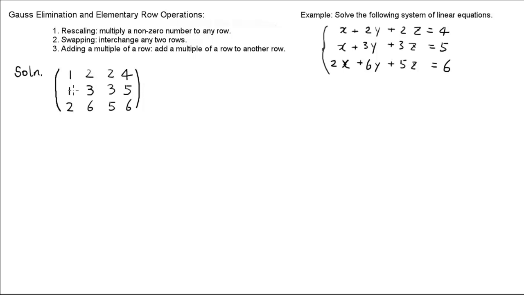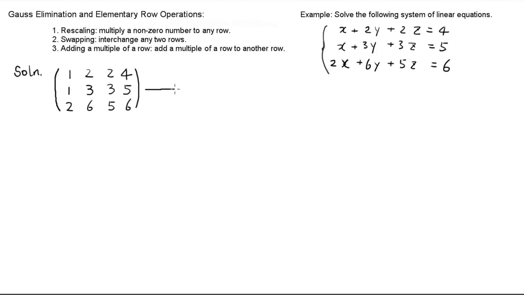In order to get rid of this 1 and 2 and 6, or just make these entries 0, we see that we can use the following operation. If we simply multiply -1 to this row and add this row to this one, that means we are using the third type of row operation. Then we can make this entry 0. So we write down the operation like this. It's -1 times R1 and then plus R2, row 2.